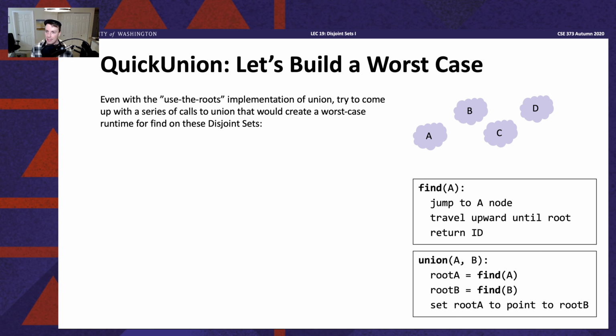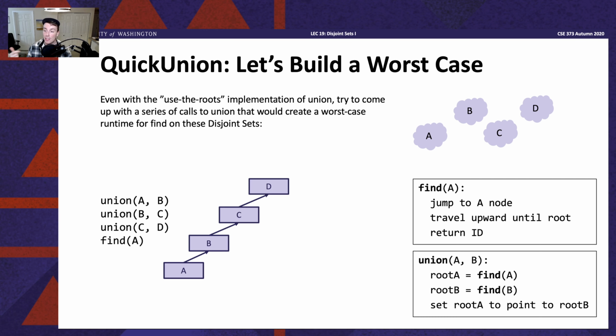And the idea might be if you keep unioning one next to the other, always joining the first one onto the second. So maybe you do something like union A and B, which would then make A a child of B, then union B and C, and make B a child of C, and then union C and D and make C a child of D. Then when you try to do this find A, you have to go all the way up the tree.